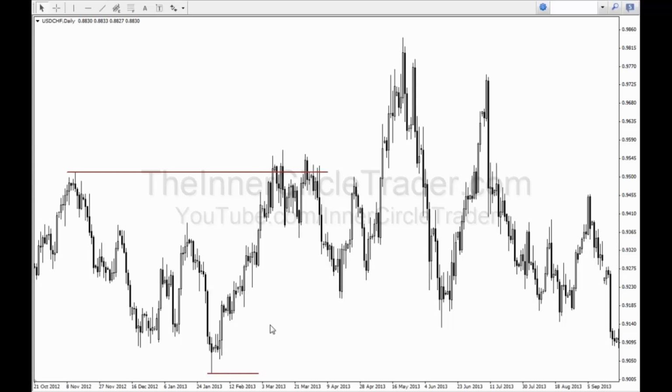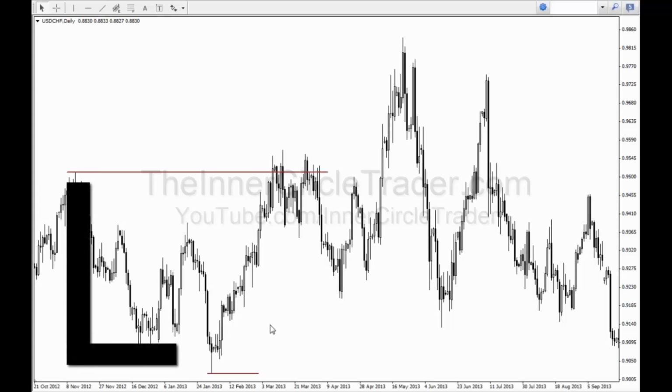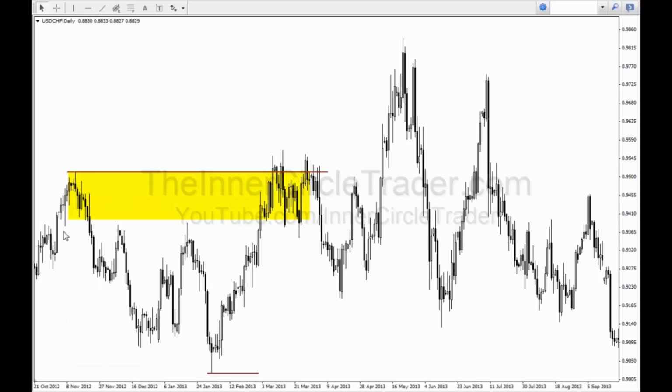If you start looking at this like a letter L, envision a letter L here. We're trading down here at these levels. Where is the point of reference for this range? If we're at the lows here, it's up here. So now how do we incorporate that?